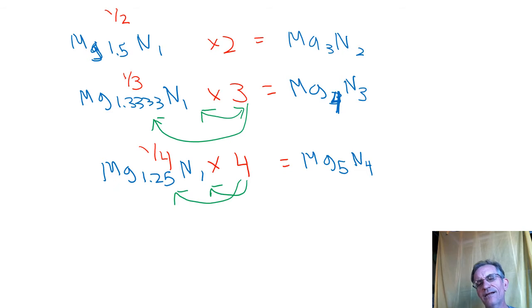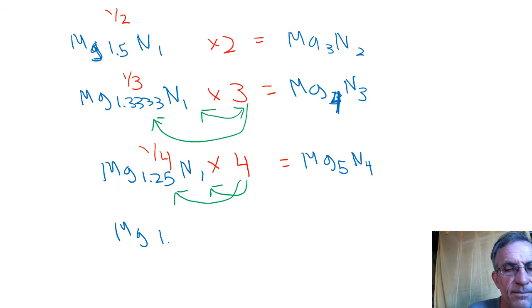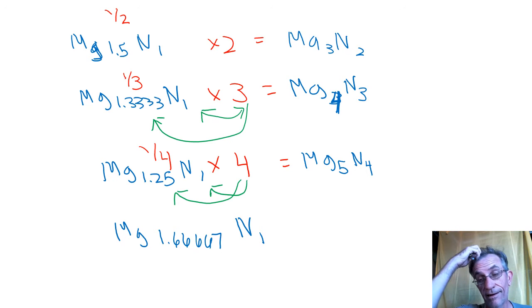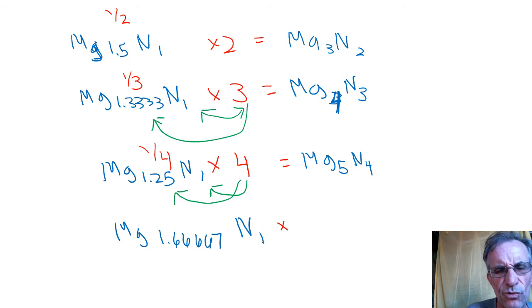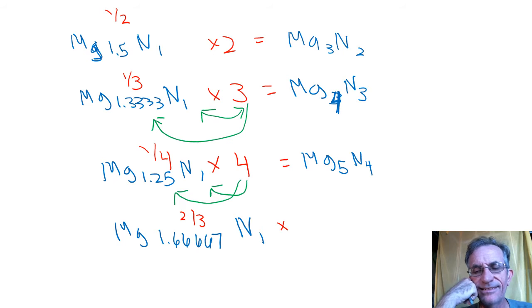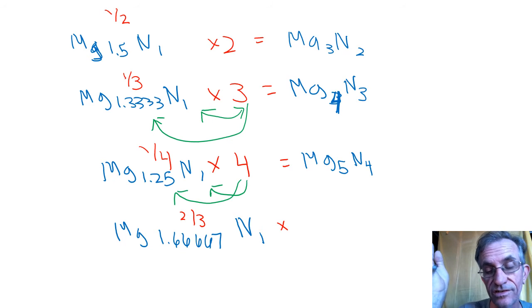All right, there's only one other common one you might run into. Mg 1.666667 N 1. You can't give me that as a formula. You've got to get rid of the 0.66666. So we have to find something to multiply by to make that go away. As a fraction, 0.666 is really like 2/3. You could think of it as 66%, that's like 2/3. So to get it to go away, you would end up multiplying by 3 again.